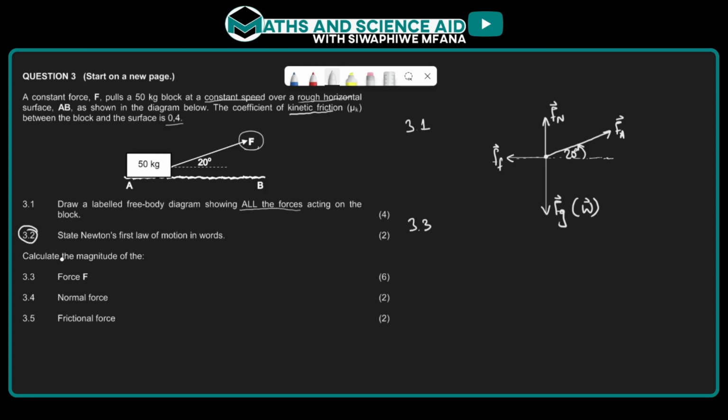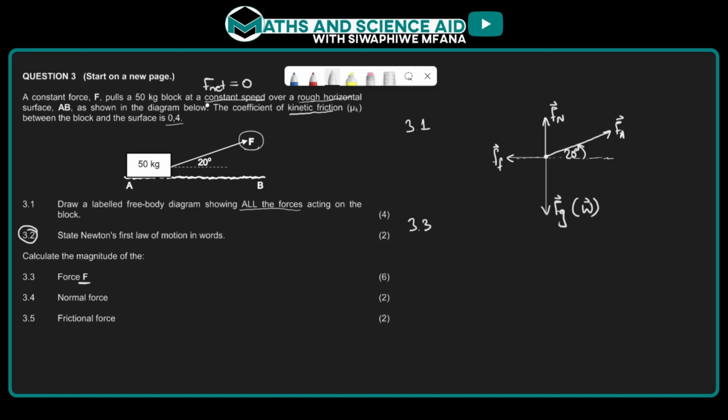And now here we are asked to calculate the magnitude of the force F, which is what we have called our applied force. So we want to find the magnitude of this applied force. And here, the key thing that they gave us in the statement is that this block is moving at a constant speed. And you need to know what is meant by this. So what this is telling us is that the net force acting on the block is equal to 0.